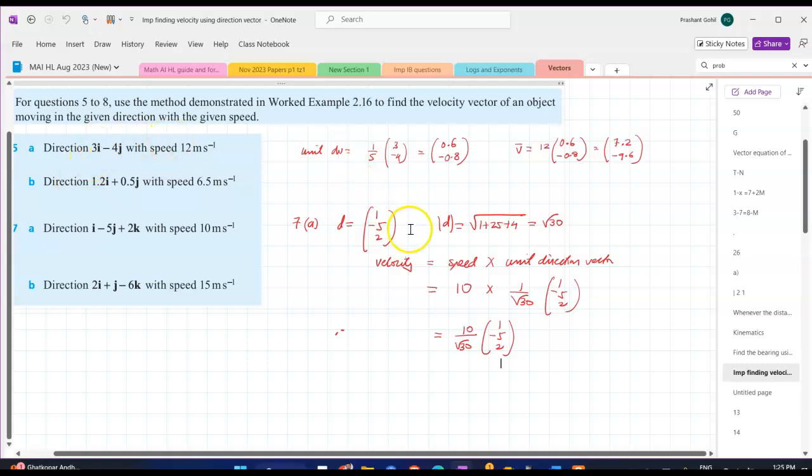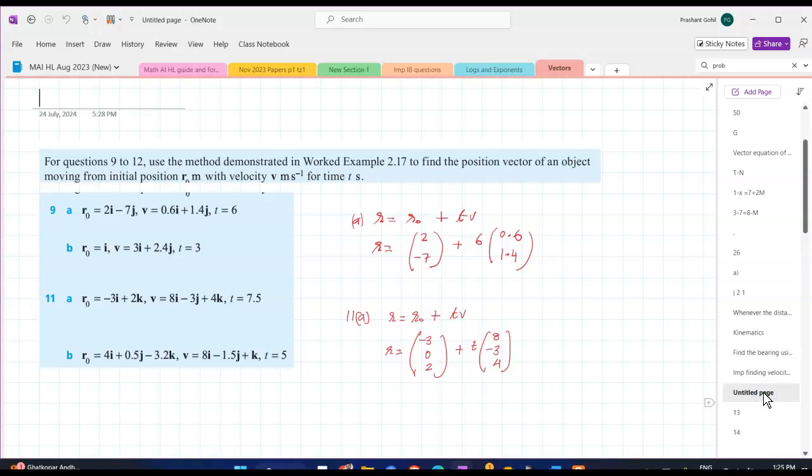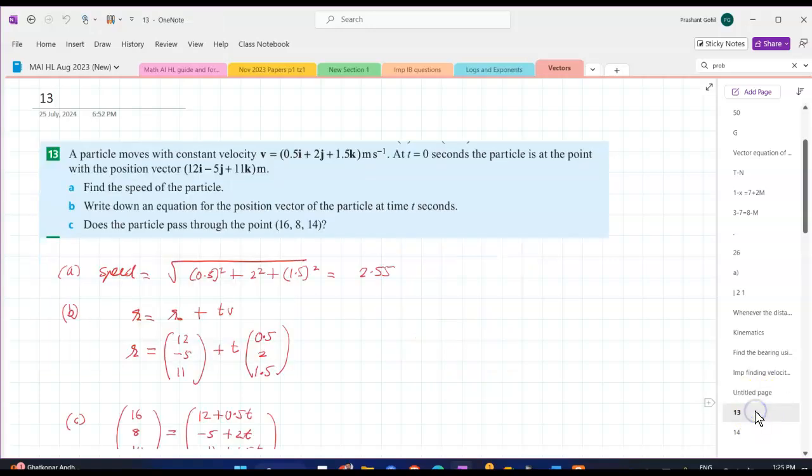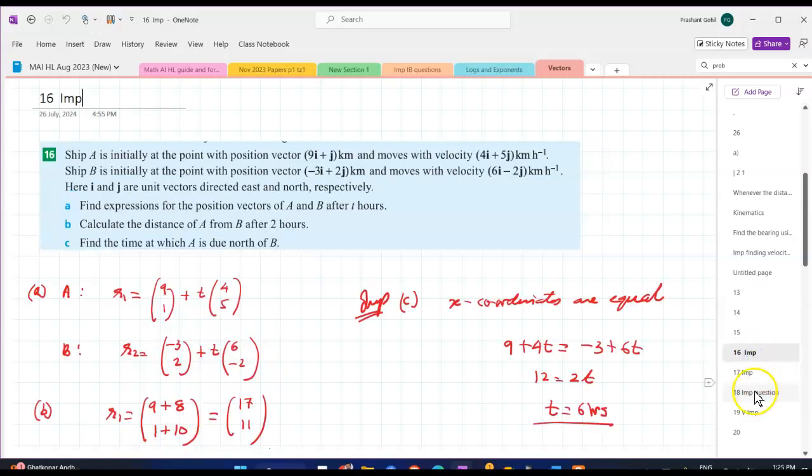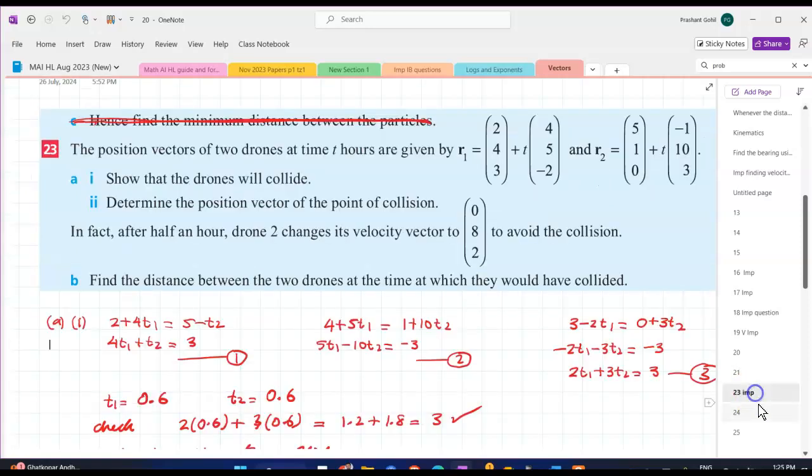Direction vector, speed, this we did. Velocity is speed into unit direction vector. This is all easy. Please make it a point to go through the important questions which involve bearing and all that. I'm going through only the concepts which are there.